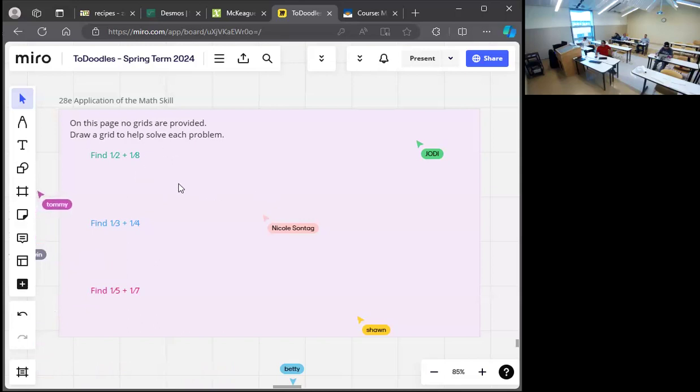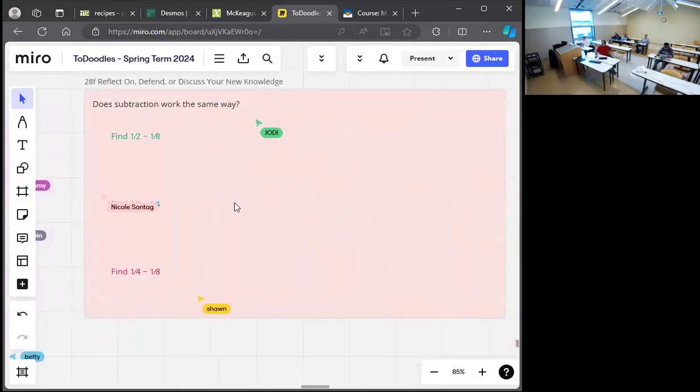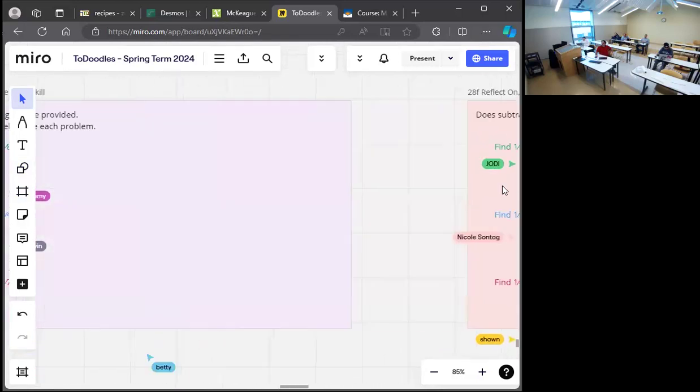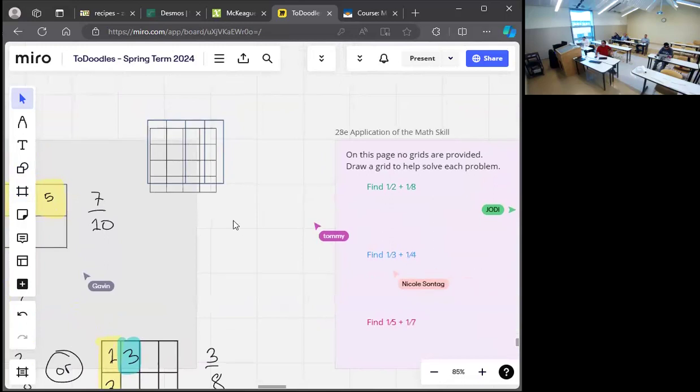Anyone want to try and do more, or are we bored of these? We've been doing them a while. I'm bored with them. Okay, you're bored. If we need more, they're here. I do want to do subtraction, so let's grab some of these grids. Yeah, steal some of them.